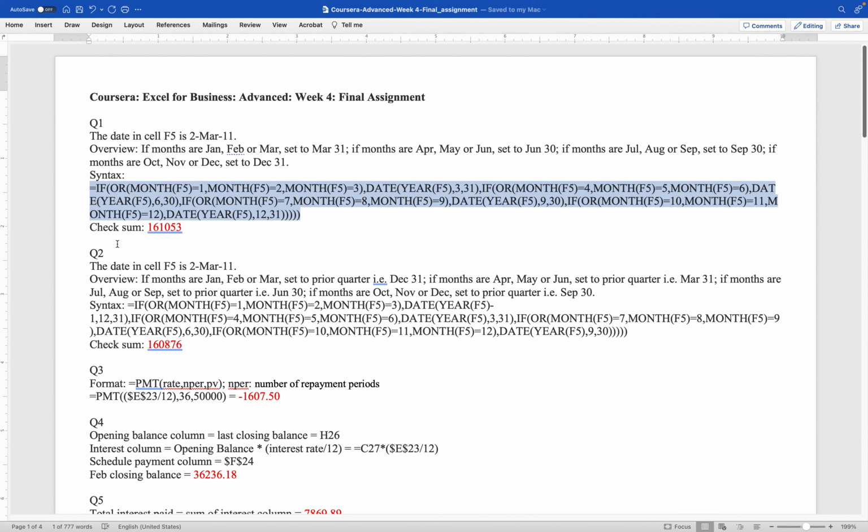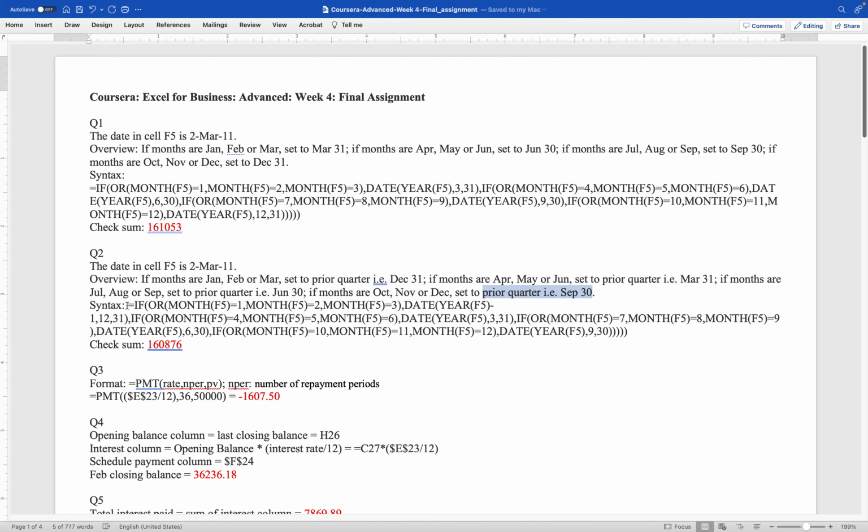So very, very similar. Again, as an example, F5 is 2nd of March 2011. And so if the months are January, February, or March, we'll set it to the prior quarter, which will be December 31st. If the months are April, May, or June, we'll set to the prior quarter, the first quarter being March 31st. If the months are in the third quarter, July, August, or September, they want us to set the quarter date to the end of the second quarter, or June 30th. And finally, if it's the fourth quarter, they want us to set it to the third quarter.